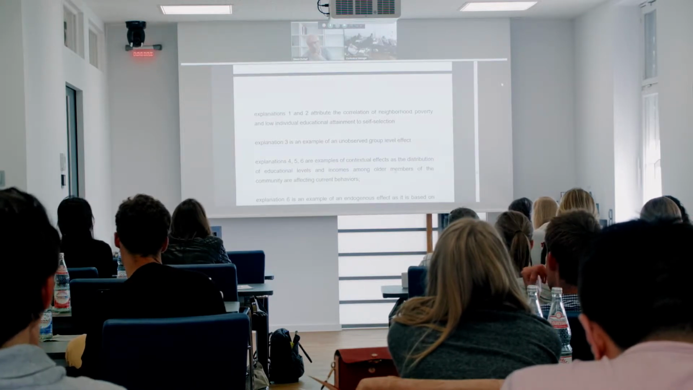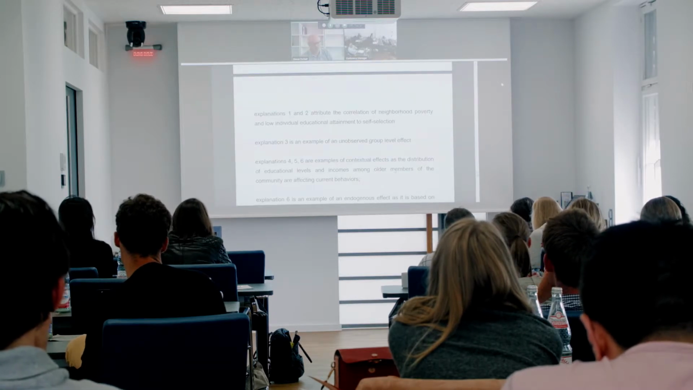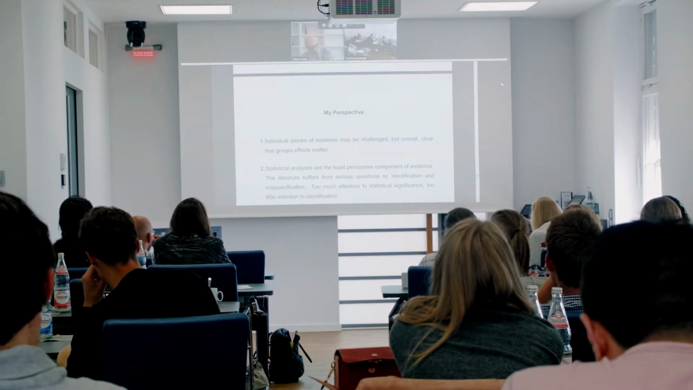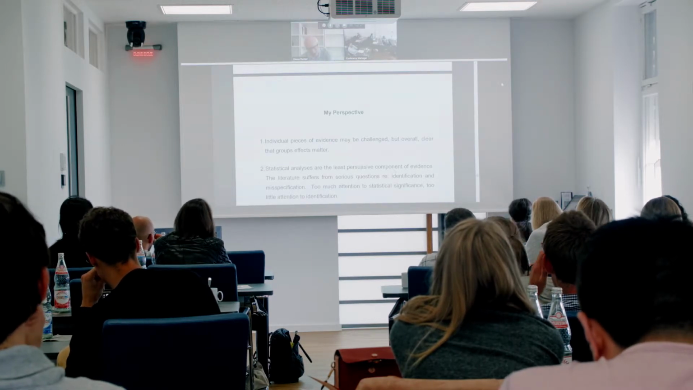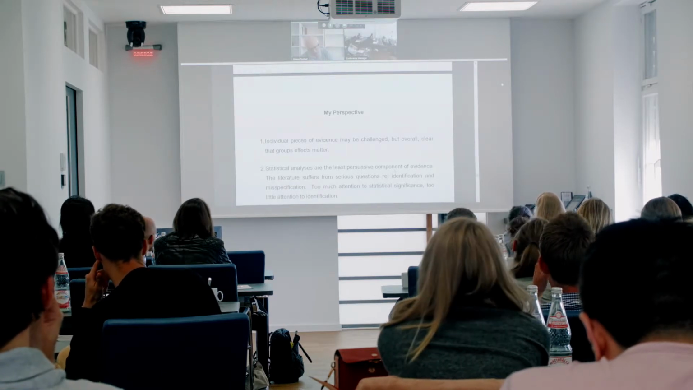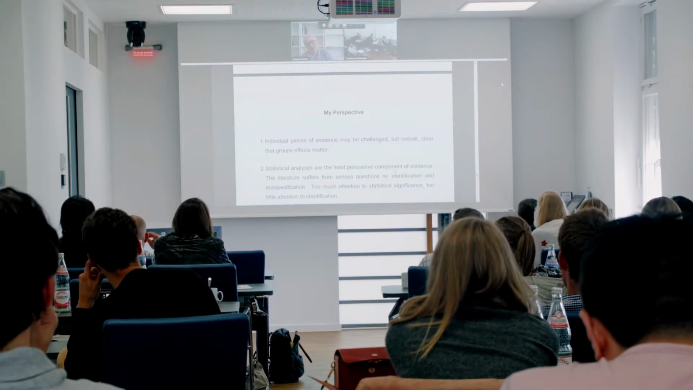Explanations four, five, and six are what are called contextual effects. There are characteristics of the distribution of parents in a community, and that distribution affects the children. Explanation seven, there's a typo on the slide, I'm sorry, is an endogenous effect. It says that the interdependences of the kids are creating different outcomes. Those are the identification problems.